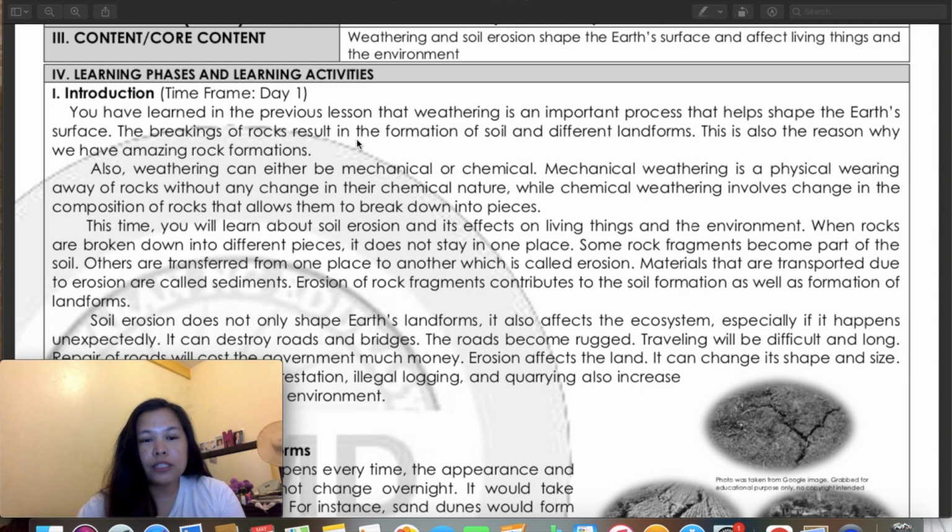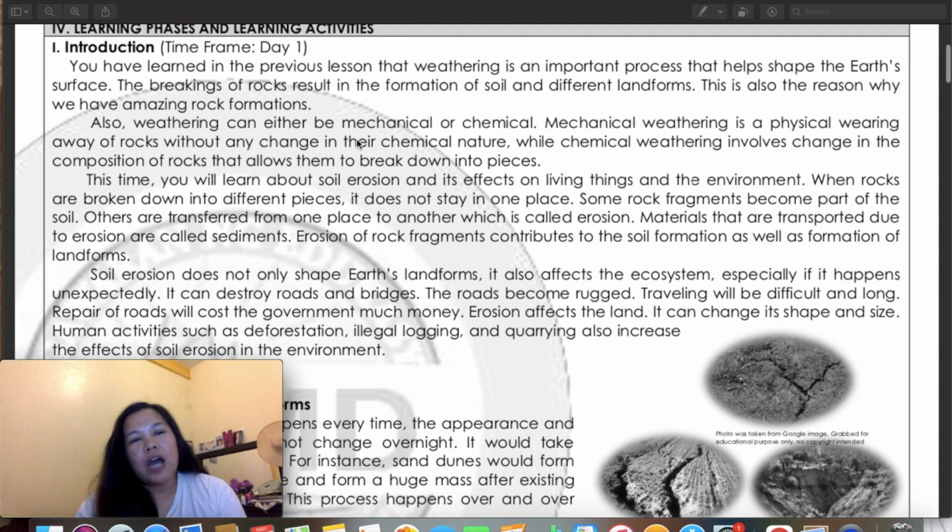And not only weathering and erosion. Also, weathering can either be mechanical or chemical. Mechanical weathering is a physical wearing away of rocks without any change in their chemical nature, while chemical weathering involves change in the composition of rocks that allows them to break down into pieces.